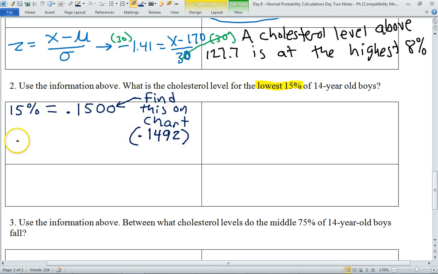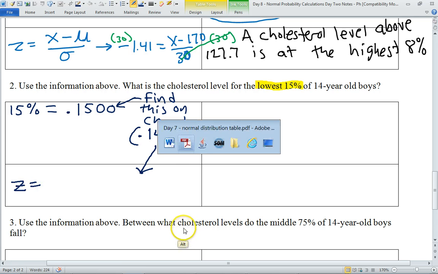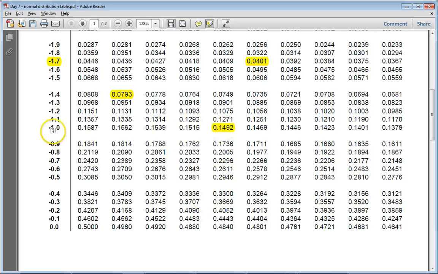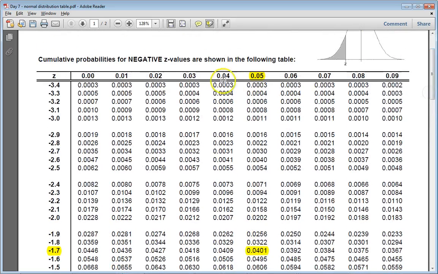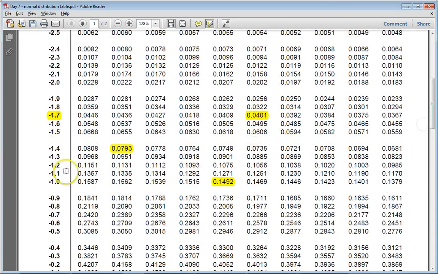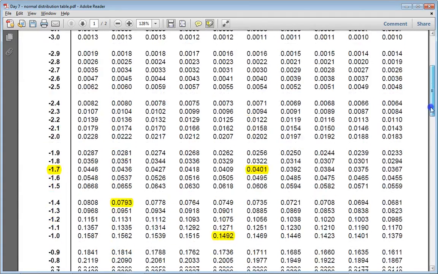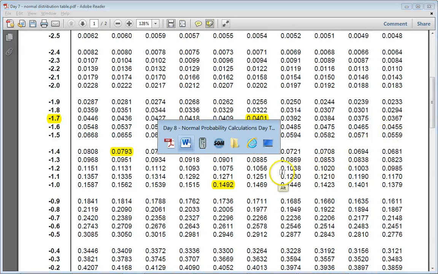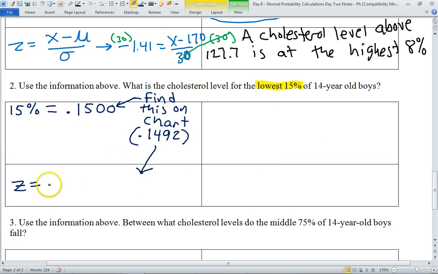Okay, so what's the z-score for that? Let's look back. 0.1492. To the left, I've got negative 1.0. Above I have 0.04. Put them together. Negative 1.04. That's the z-score.